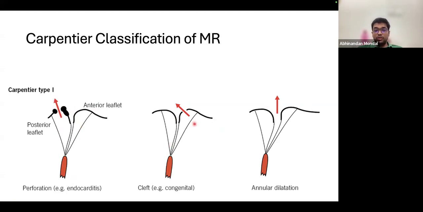If there is a cleft, that is a congenital thing. And I want to discuss another thing while we are mentioning cleft. What is the difference between cleft and indentation? Can anybody tell me what is the difference between cleft and indentation?